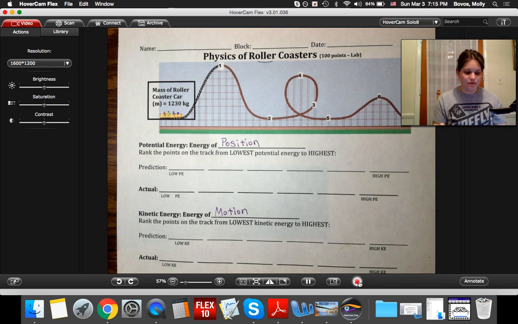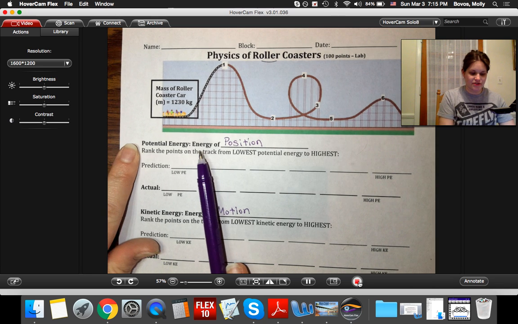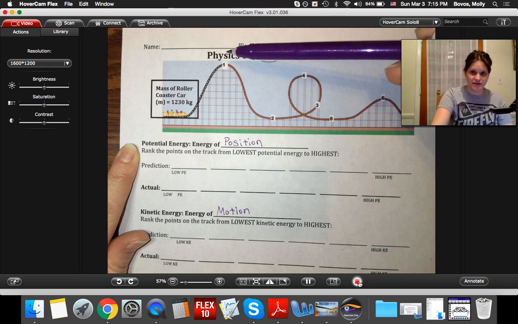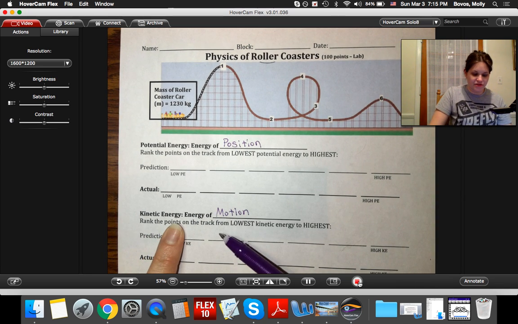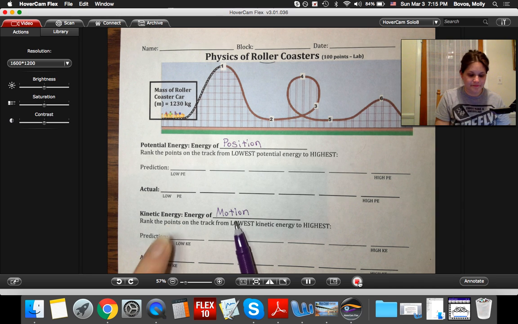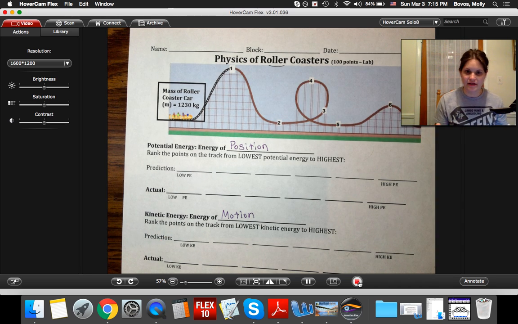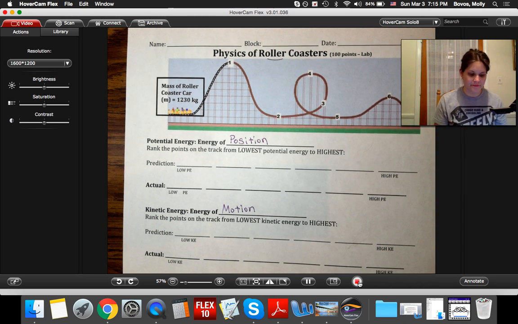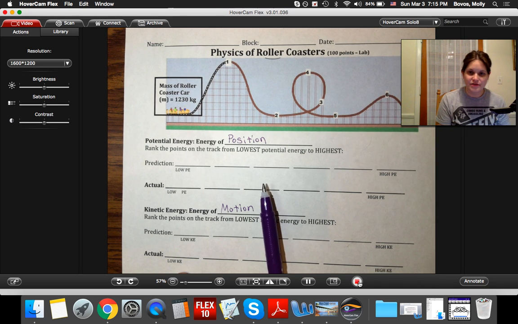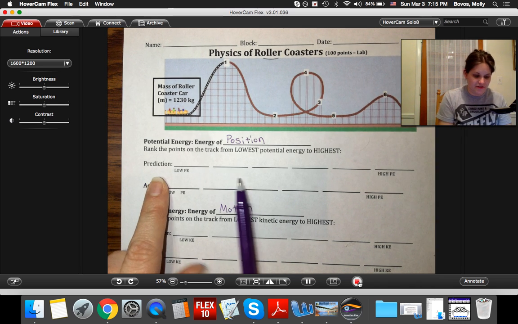So specifically what we're looking at is gravitational potential energy, how high an object is, and then kinetic energy, how fast an object is moving. Those are going to be our primary things that we're going to be looking at here. So now what I would like for you to do is to make some predictions.